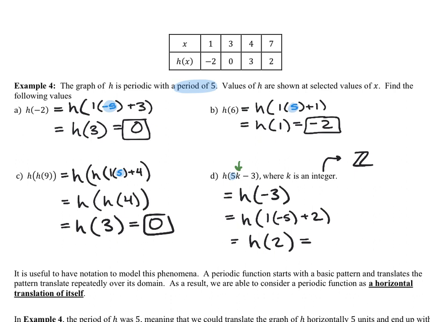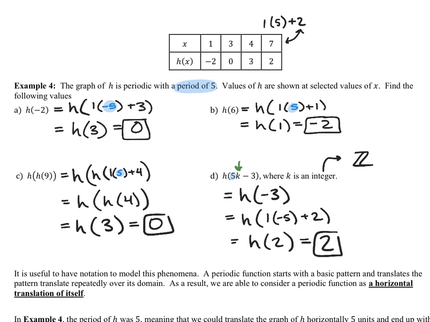I know what I did, but I want you to figure it out. What did I do here? How do I figure this out? Because h of 2 is not in my table, even though that's within the first period. What's in your table that's very similar to h of 2? 7, because isn't 1 times 5 plus 2 7? So this is the same thing as h of 2. So we can evaluate this at 2.